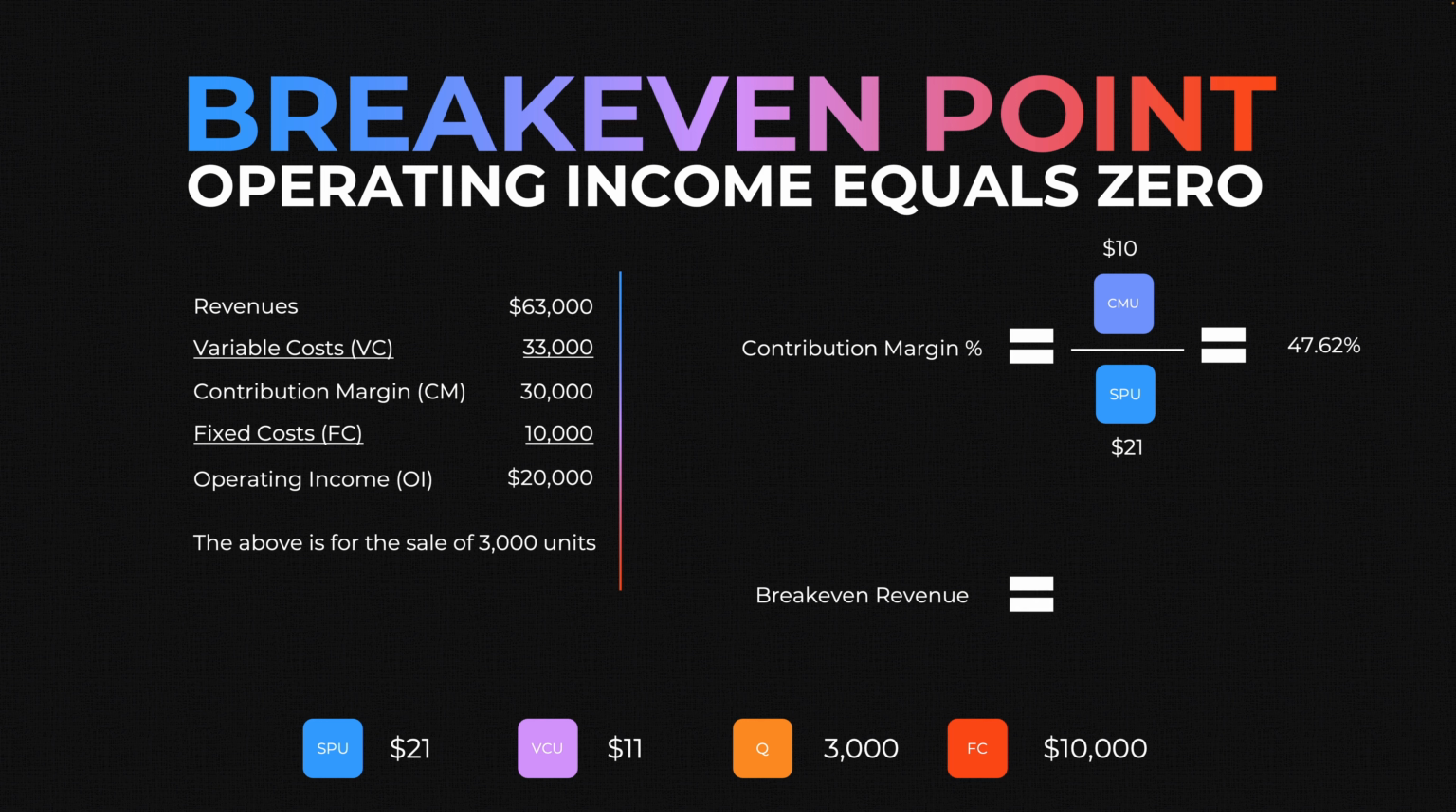So we can take that percentage to calculate our break-even in terms of revenue. Break-even revenue will be equal to our fixed costs, which was $10,000, divided by the contribution margin percentage that we just calculated, 47.62%. And that will equal $21,000.